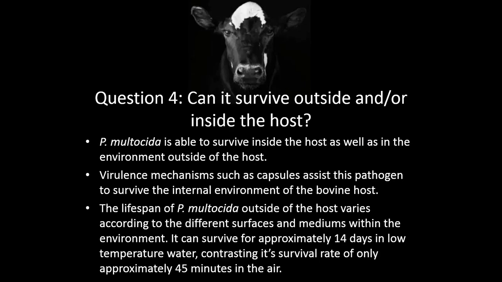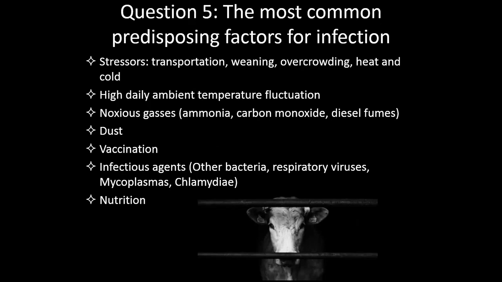Where can P. multocida survive? It is able to survive inside the host as well as in the environment outside of the host. Virulence mechanisms such as capsules assist this pathogen to survive the internal environment of the bovine host. For the outside environment, the lifespan of P. multocida varies according to the different surfaces and mediums within the environment. It can survive for approximately 14 days in low temperature water, contrasting its survival rate of only approximately 45 minutes in the air.